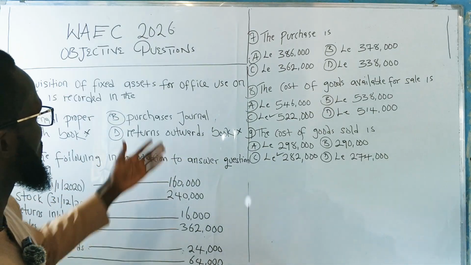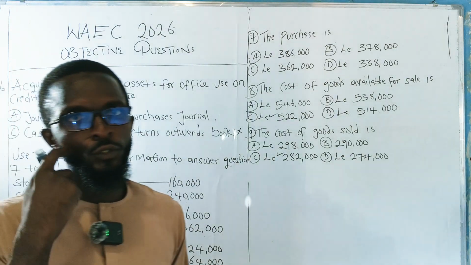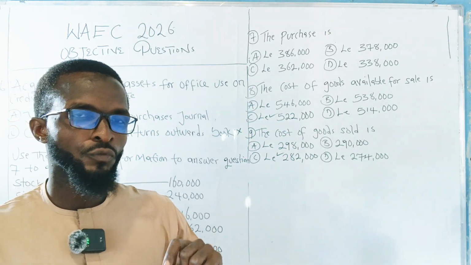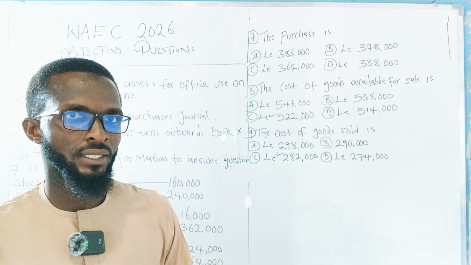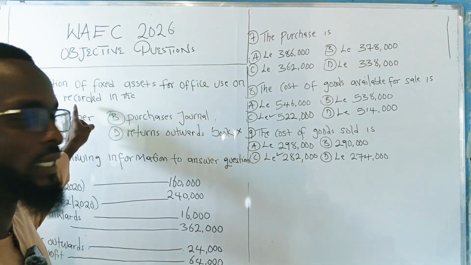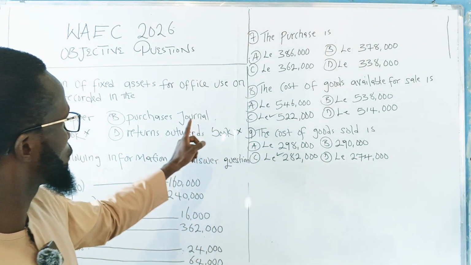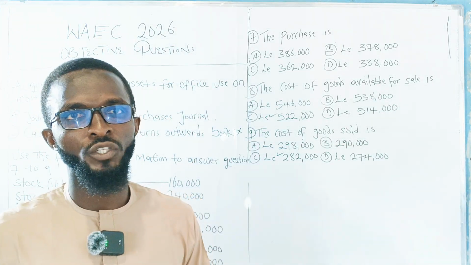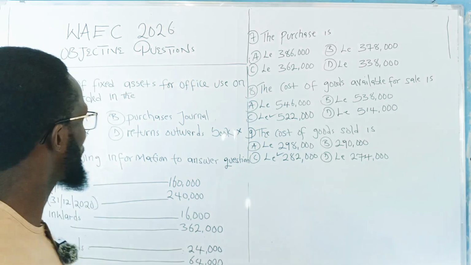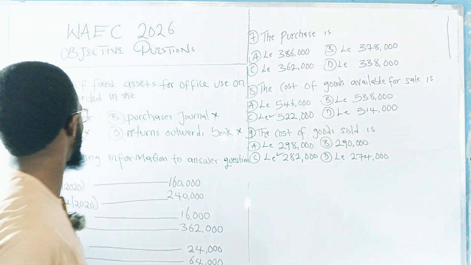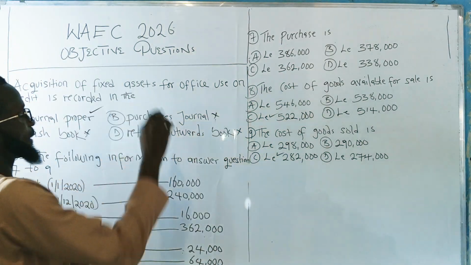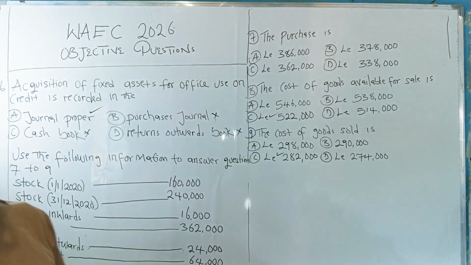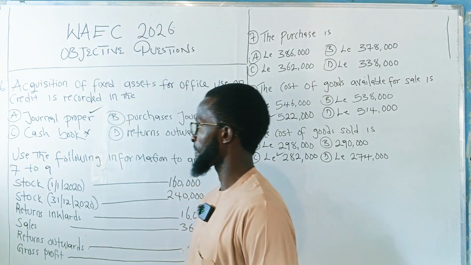Then B, purchases journal. Purchases journal is used to record purchase of goods bought on credit. Yes, the asset has been bought on credit, but in the purchases journal we record only goods that are meant for resale. So therefore the purchases journal will never be the answer. Our answer is journal proper. Let's continue with question 7.